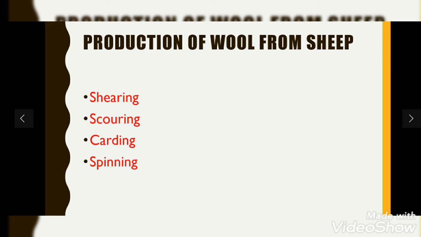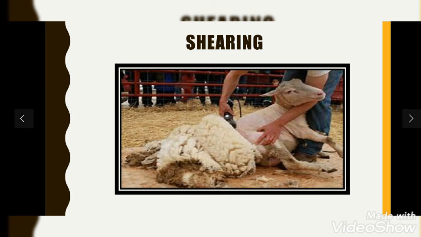First step is shearing. What is shearing? Shearing is when the sheep are held on a wooden board and their fleece or the hair along with the thin uppermost layer of the skin is shaved off. That means shearing is shaving off of the uppermost layer of the skin. That is called shearing of sheep. This is mostly done during the summertime.